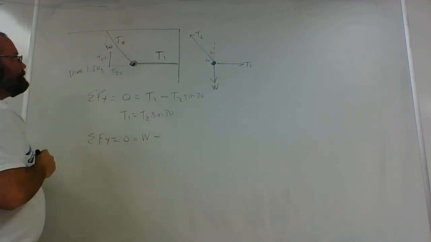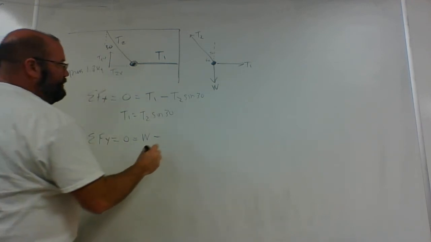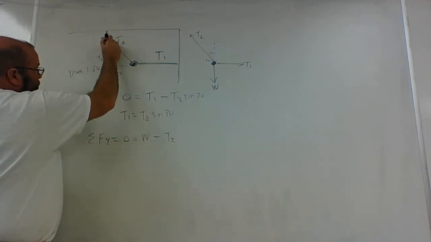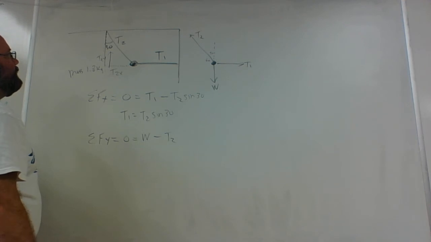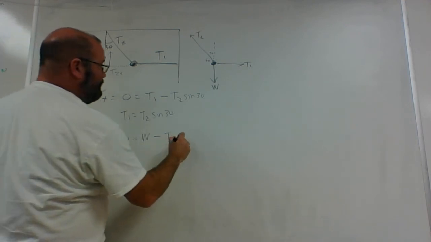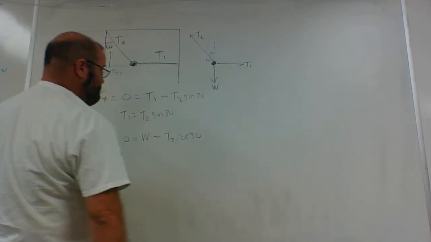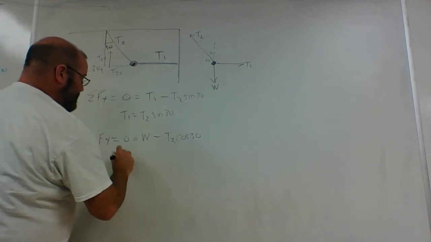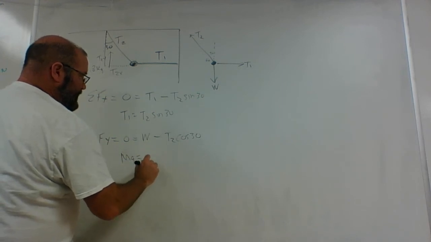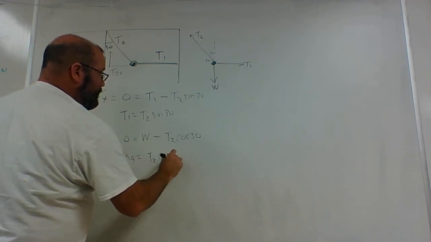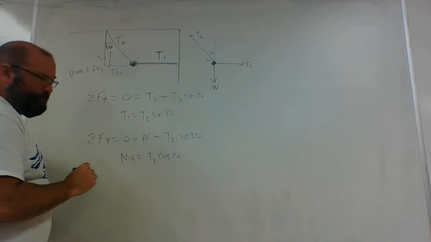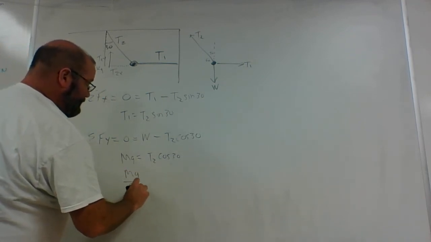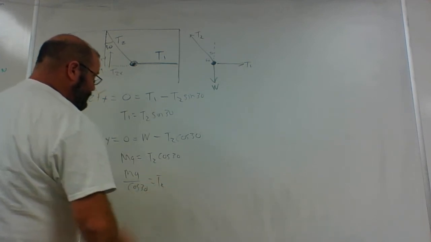And the upward direction should be some y component of T2. That component of T2 can be calculated as T2 times the cosine of 30, because it's the component adjacent to that 30-degree angle. Now from this, we know that weight is equal to mg. So we get mg equals T2 cosine of 30, or mg over cosine of 30 should equal T2.